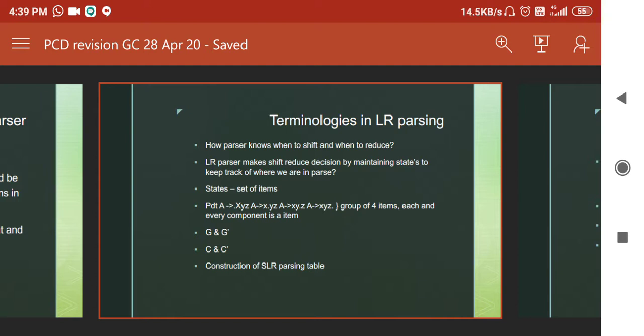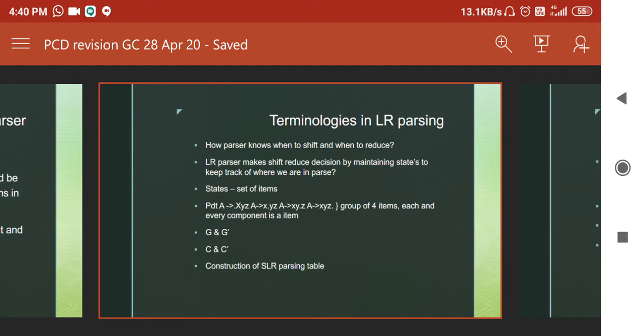For example, here I have given a production in this slide. The production A gives dot xyz. So this is going to be the first item that we have over here, and then the second item is going to be A gives x dot yz. So simply I am going to move the dot from the left of x to the right of x. Okay, and then the third item that we have over here is A gives xy dot z. So from the left of y I am going to move the dot to the right of y.